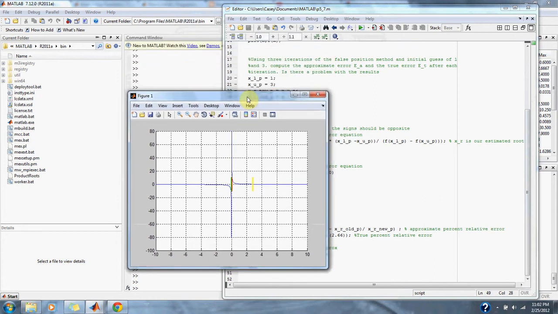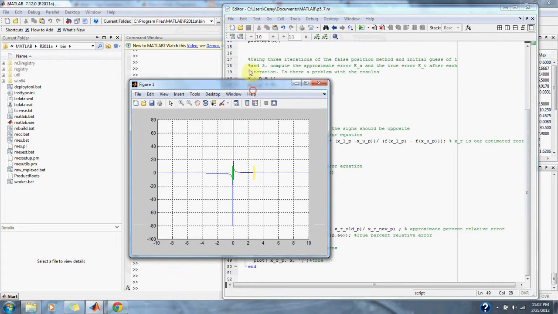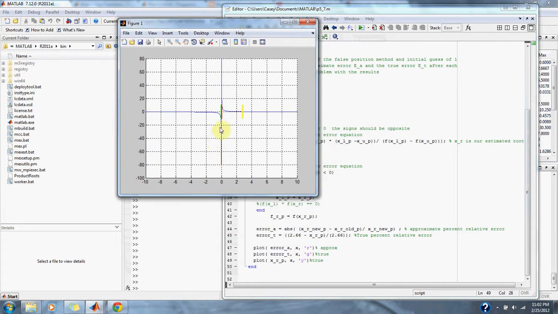And that's approximately at 2.66, and our equation does a great job of approximating to that. And over here we have both our percent errors. Our approximate percent relative error is in red, and our true percent relative error is in green. Both are very good because both are about 0.